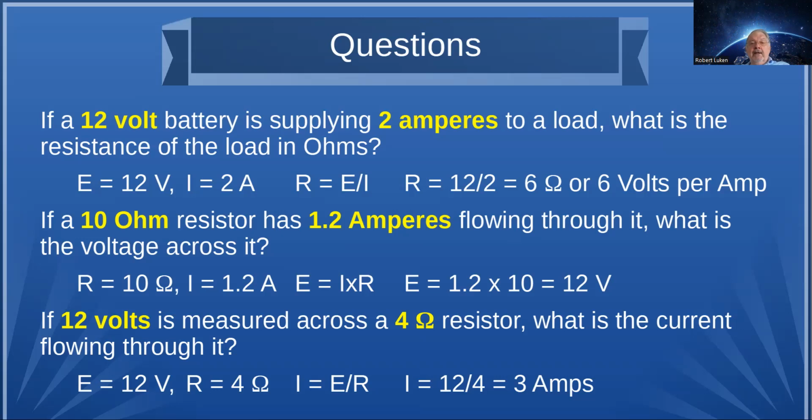So I've got a 12-volt battery supplying 2 amperes. What's the resistance of the load in ohms? How would we work that? We want to find R, right? So if we put our finger over the R in the pie chart, we get E divided by I. And we know E, and we know I. So 12 divided by 2 is going to be 6 ohms.